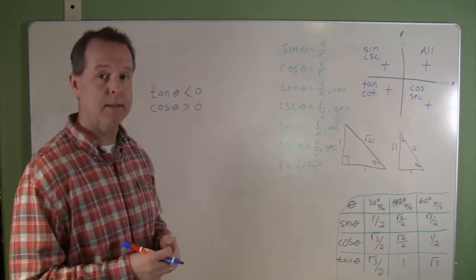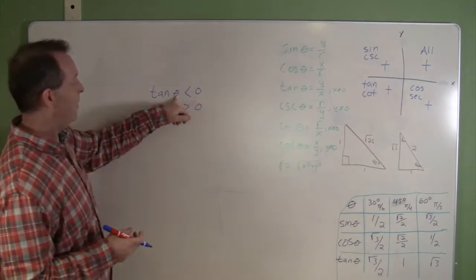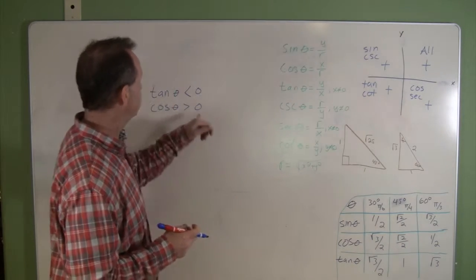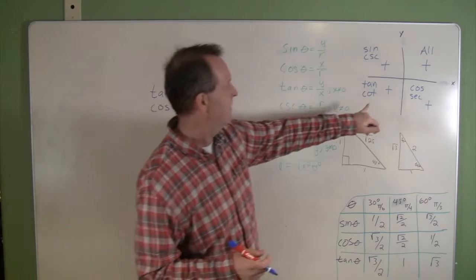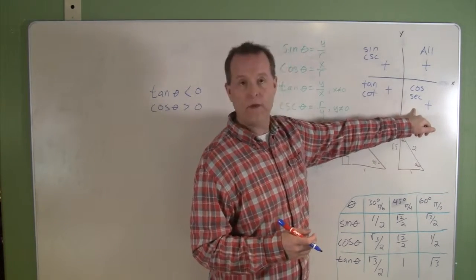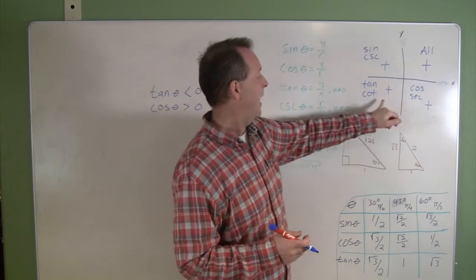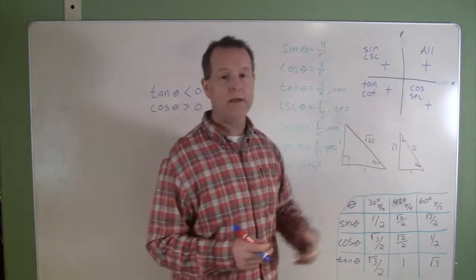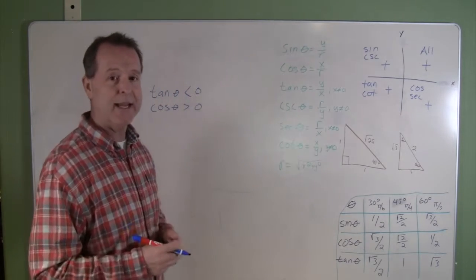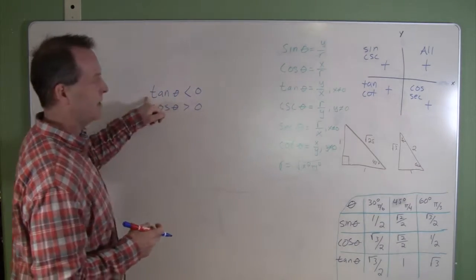Well, let's look at some possibilities. The tangent is negative, and that can happen in either the second or the fourth quadrant. I know that in the first and the third, the tangent is positive. So it has to be in the other two where the tangent is negative.